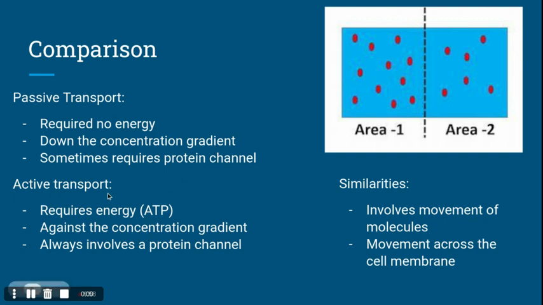Active transport, on the other hand, is completely opposite, honestly. It requires energy because it's not down the concentration gradient, it's against the concentration gradient. It always requires a protein channel. The similarities between these two are just they both have the same function, involve movement of molecules, and the movement is across the cell membrane. Let's talk about active transport a little more after this example.